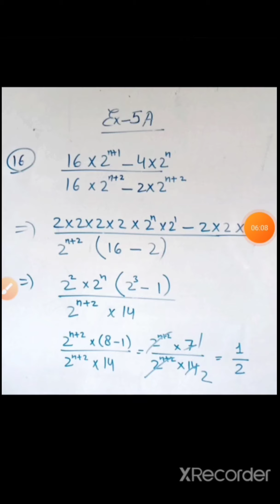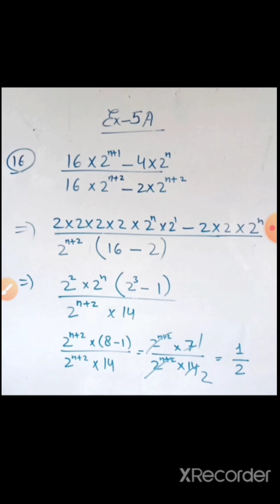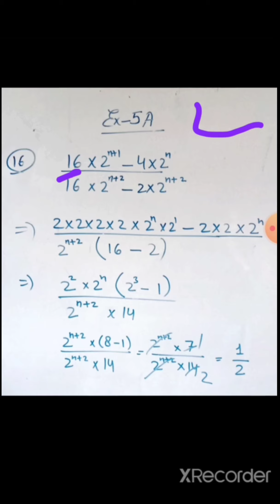Now question number 16. Simplify 16 into 2 raised to the power n plus 1 minus 4 into 2 raised to the power n, divided by 16 into 2 raised to the power n plus 2 minus 2 into 2 raised to the power n plus 2. So we can see from this we have 16 here. So first we will find the prime factorization of 16 in the rough part, okay.